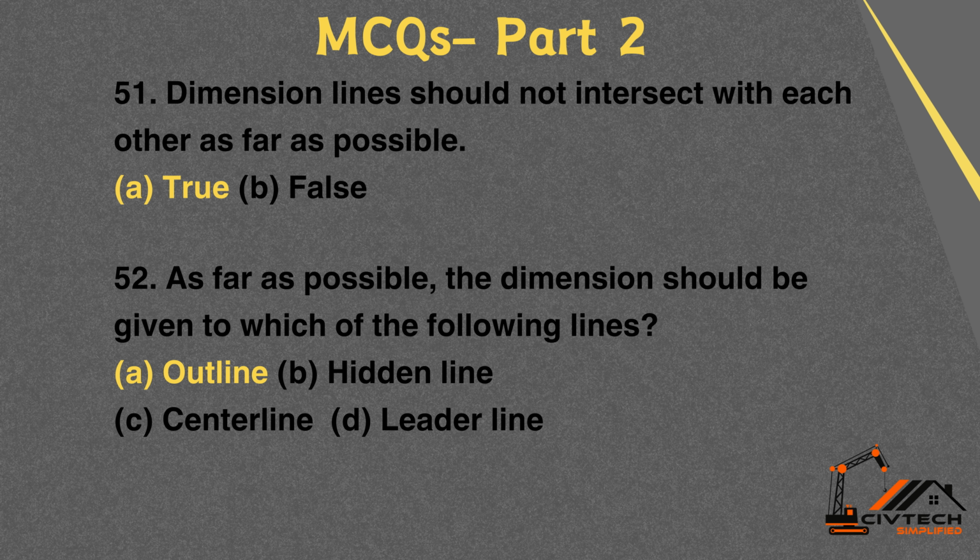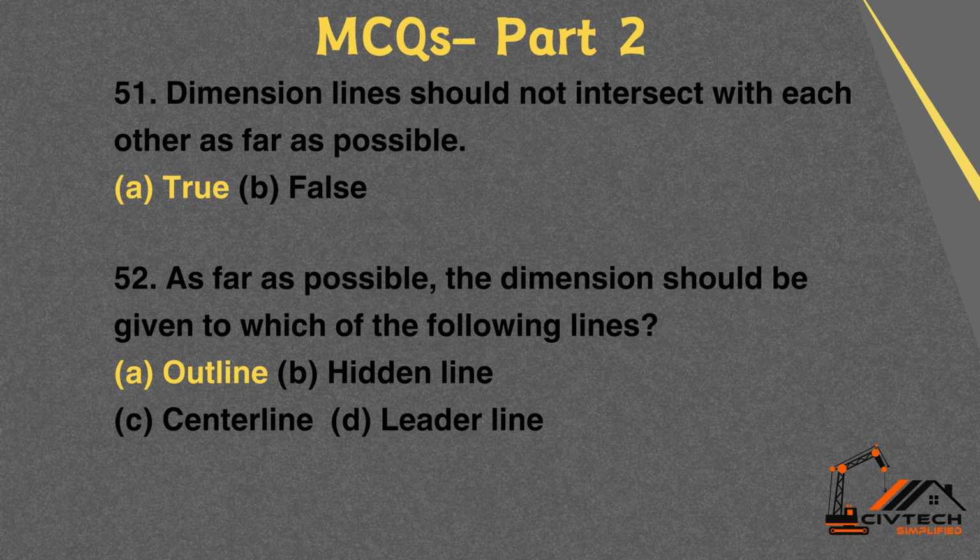MCQs Part 2. 51. Dimension lines should not intersect with each other as far as possible. A. True. B. False. Correct option, A. True. 52. As far as possible, the dimension should be given to which of the following lines? A. Outline. B. Hidden line. C. Center line. D. Leader line.